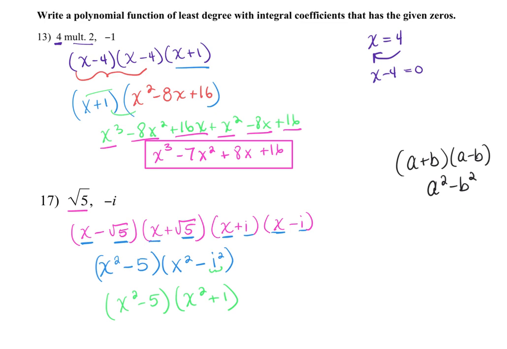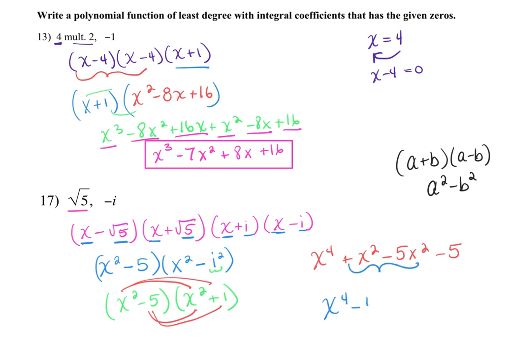So if I were to FOIL these, x squared and x squared give me x to the 4th power, x squared and 1, negative 5 and x squared, negative 5 and 1. And then I am going to simplify that by combining my like terms. x to the 4th minus 4x squared minus 5. And then I'm done with that one. So the radicals and the i's actually end up being rather easy to FOIL because they pair up so nicely.